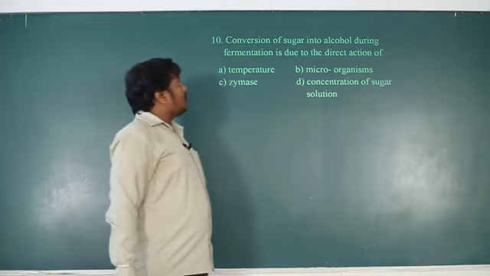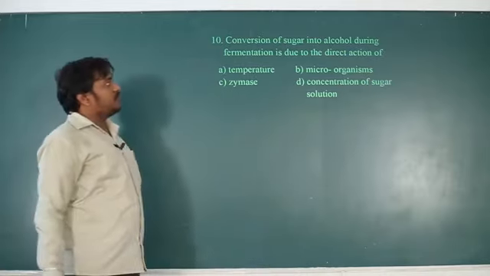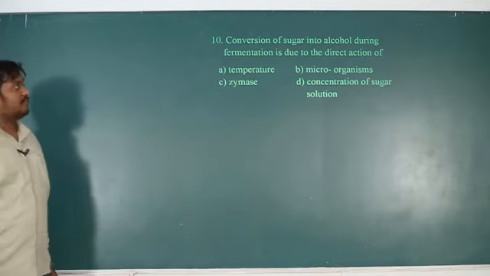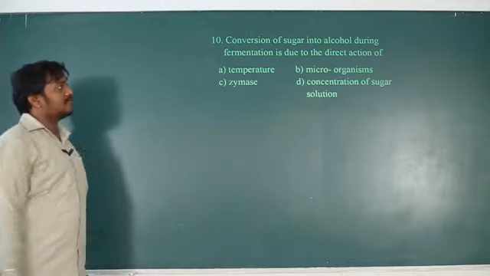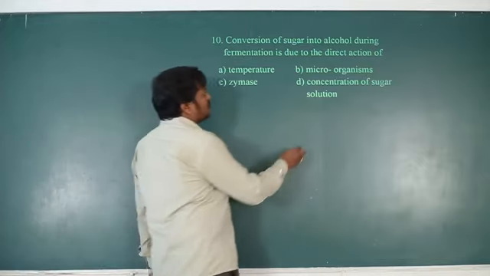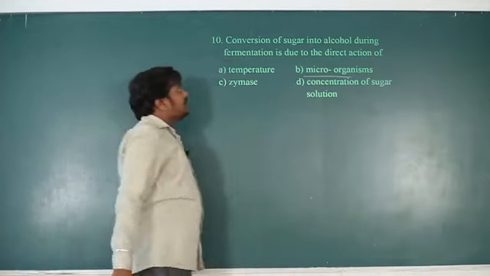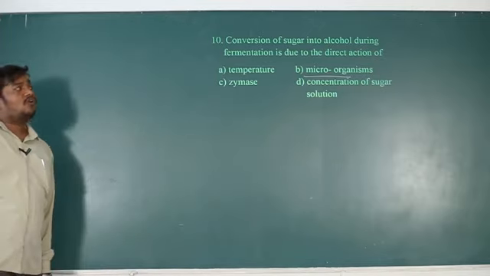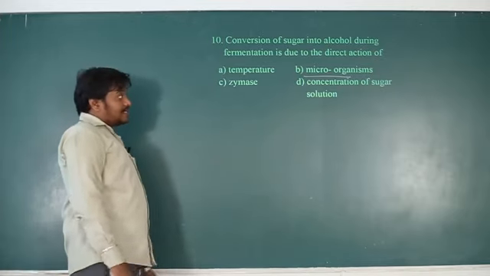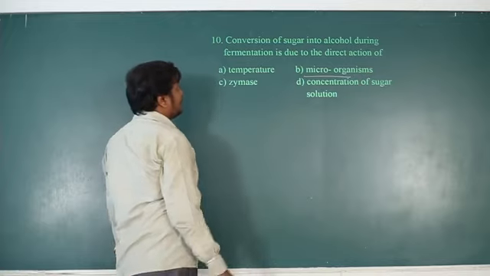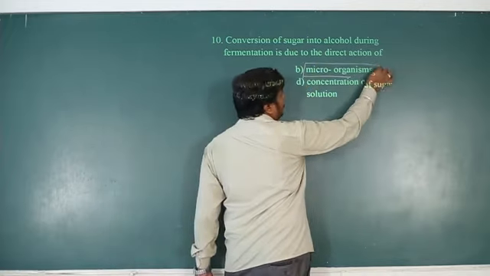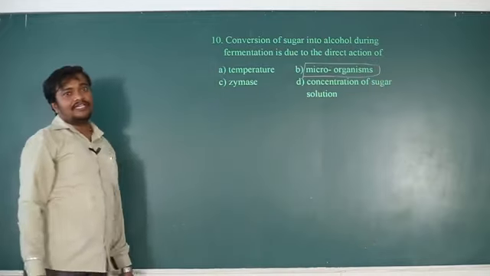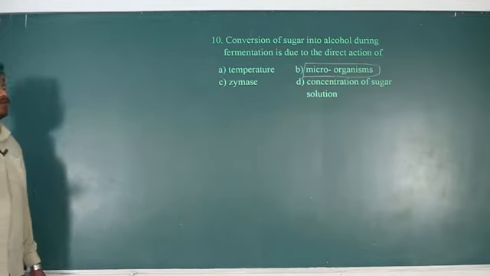Conversion of sugar into alcohol during fermentation is due to the direct action of temperature. Of course temperature can influence it. Microorganisms, obviously. So the function of microorganisms leads to conversion of sugar into alcohol. Then zymase, concentration of sugar solution. See there, microorganisms would be one of the options. Microorganisms produce alcohol from sugar.